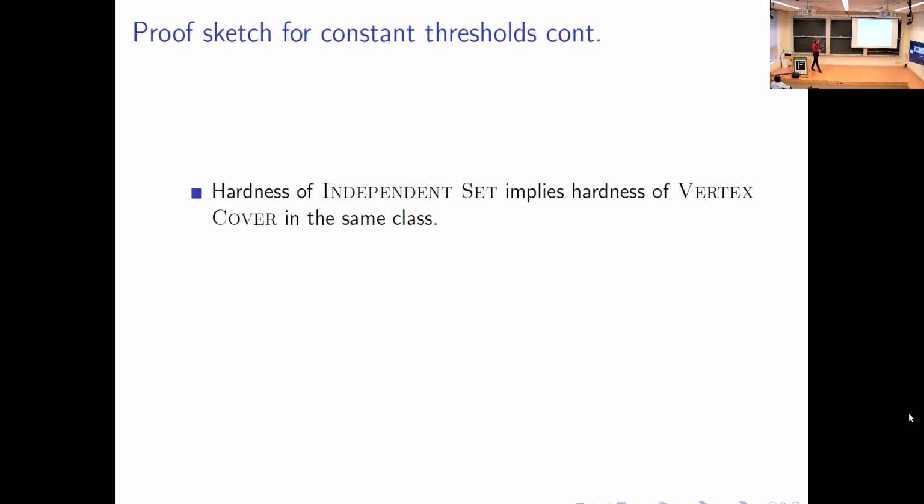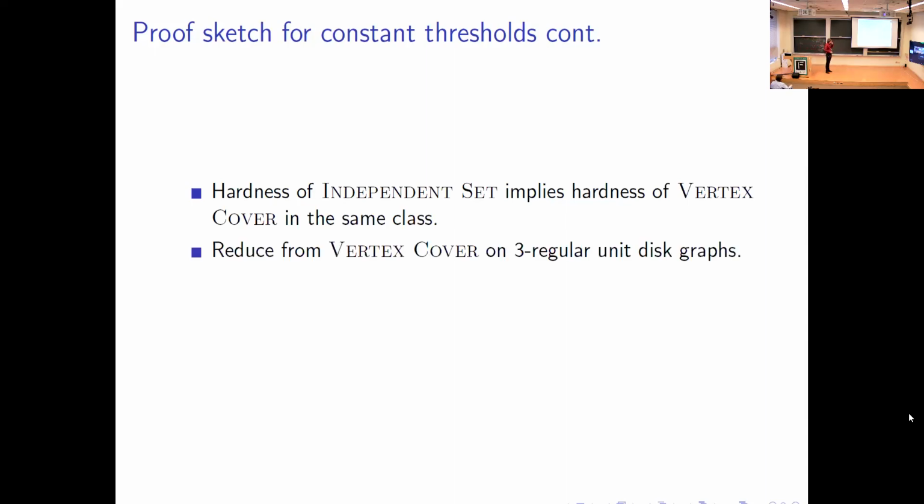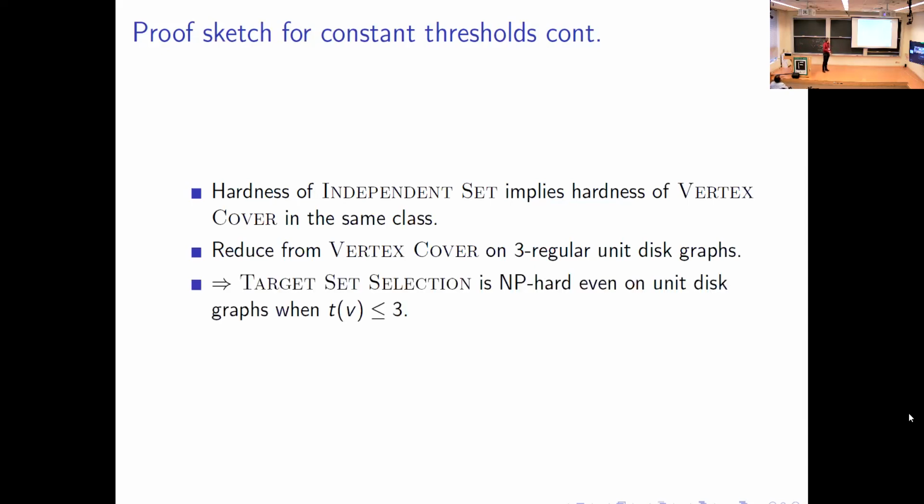So because independent set is hard, it follows that the same result holds for vertex cover, because there is an equivalence between vertex cover and independent set when it comes to NP-hardness. It's the same reduction, just reduced from vertex cover. And so target set selection is NP-hard when thresholds are at most 3. Okay, but I promised that, or at least in the known results, there were thresholds at most 2, right?